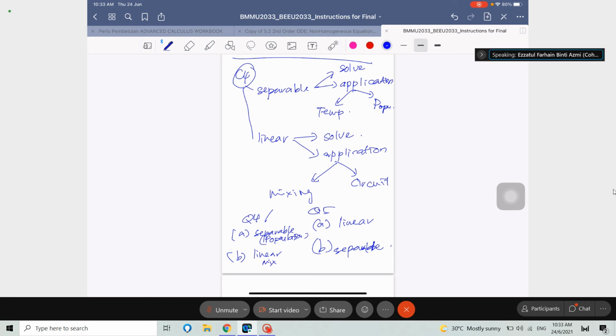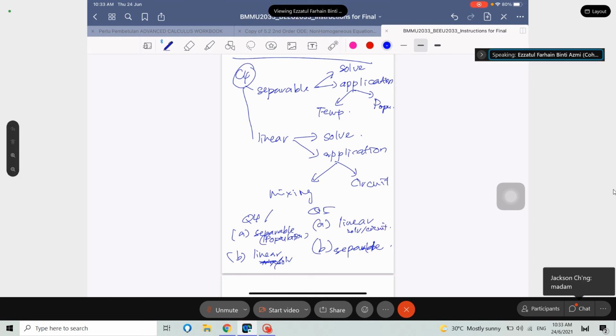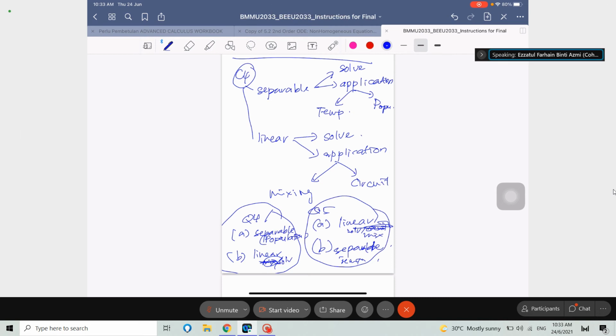So for this one, maybe it's just solve. Solve only. Maybe like that. Or this one might be solve first. Or maybe it will go into linear, maybe it will go into mixing, and this one might be circuit. Okay. Or if this one is solve, maybe this one is mixing, for example. And this one is separable, might be temperature. Might be. So choose one question. Choose one question that you feel you can answer correctly.